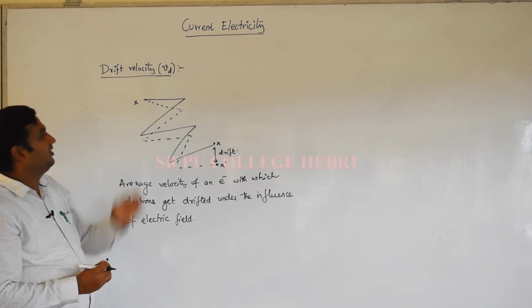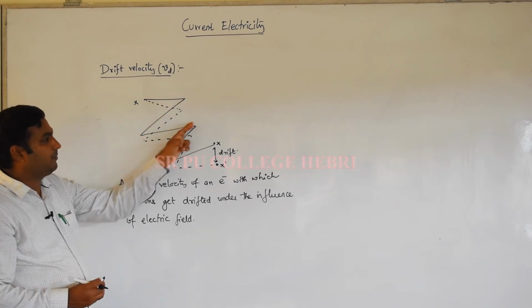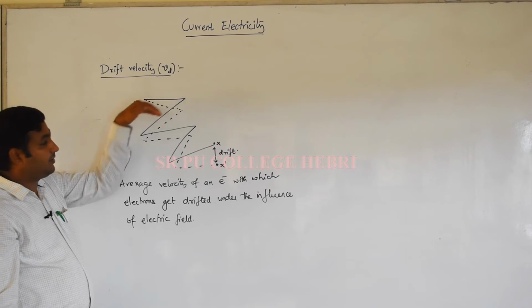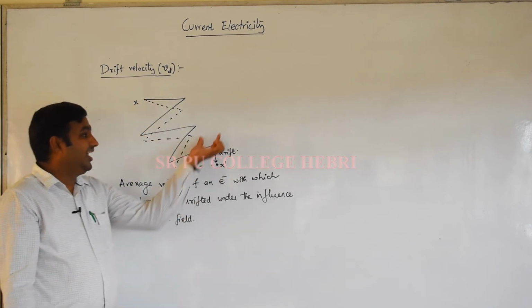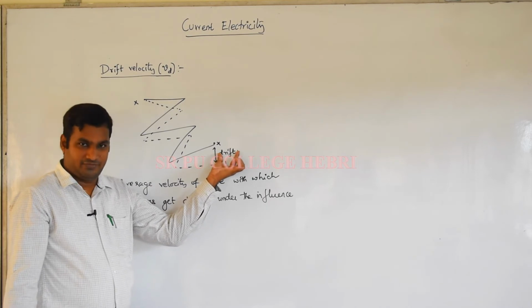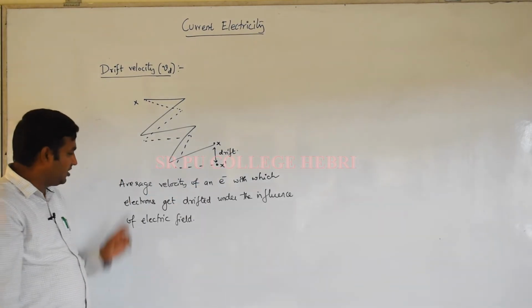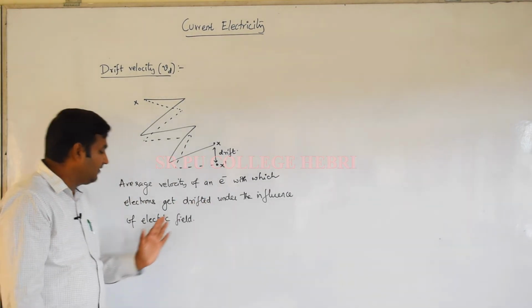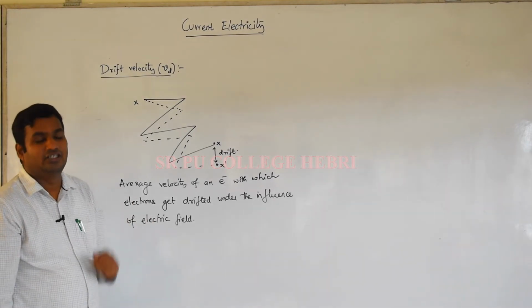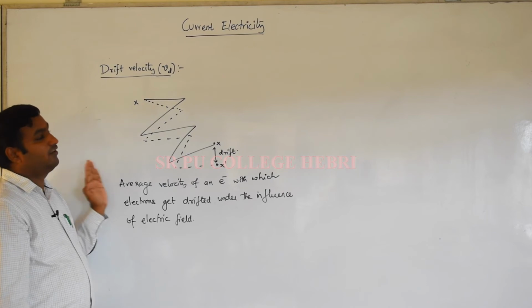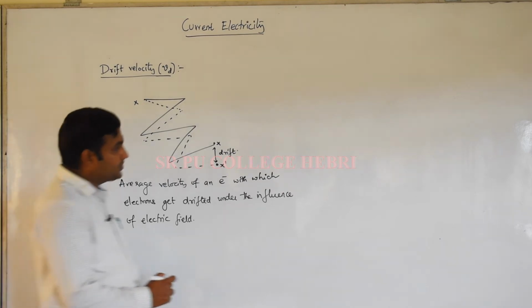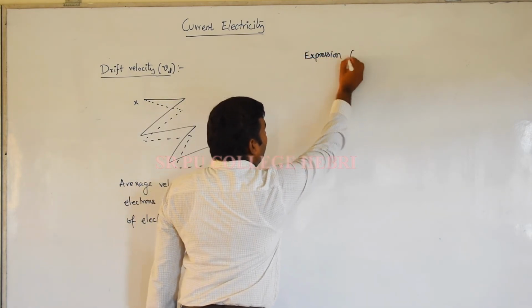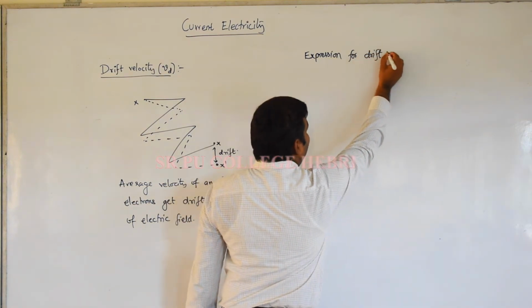And dear student, here without electric field, this bold line represents the path traced by an electron in a conductor. Under the influence of electric field, the dotted line represents the path traced by an electron. Here x to x dash is called a drift. By using this, we can think about drift velocity: the average velocity of an electron with which electrons get drifted under the influence of electric field is called drift velocity. It is one of the important definitions for drift velocity. By using this, we can think about the expression for drift velocity.